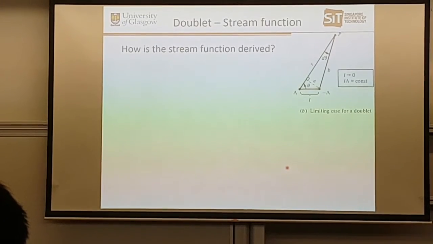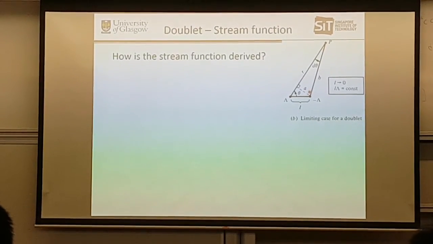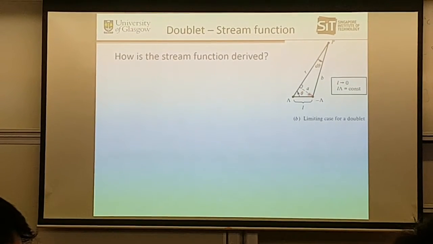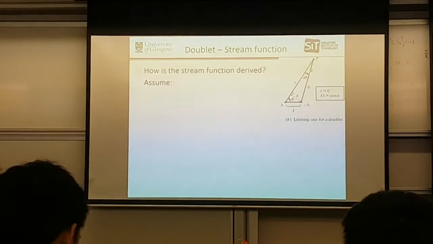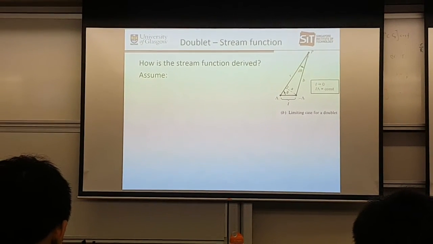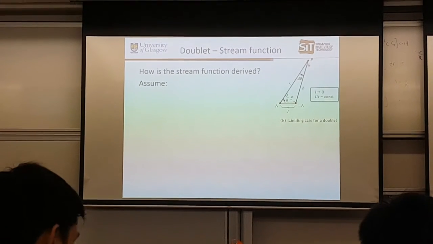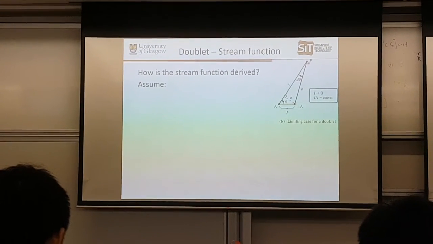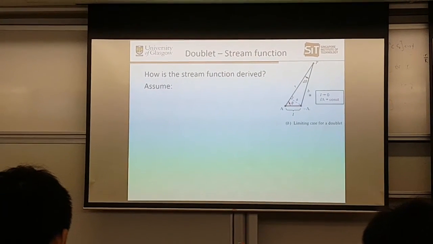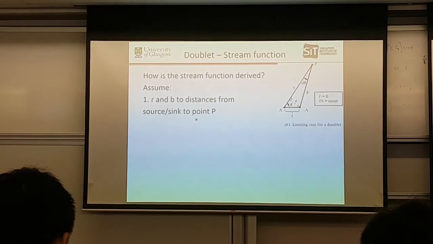There are a few things that we can assume. As I said, we can have this triangle here. R and B, like what I said just now, R is the distance from the source to P, and B is the distance from the sink to point P. P is just an arbitrary point, which means P can be anywhere I want. I just introduced my R and B to you as distances from your source or your sink to point P.